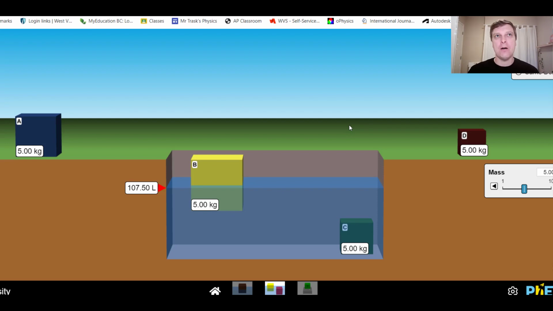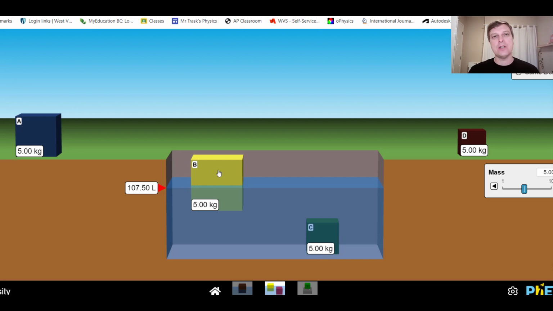You probably already have the idea that it's going to depend not just on the material itself, but on the fluid that you're trying to float in. You might realize that this block B here, this yellow block, is floating because it's less dense than the water it's in, whereas block C sinks because it's more dense. Even though they have the same mass, they have different volumes. And so the more dense you are, the more likely you are to sink.